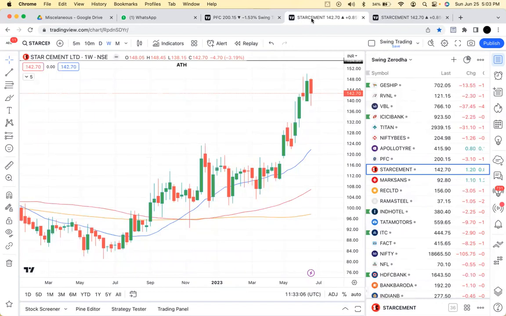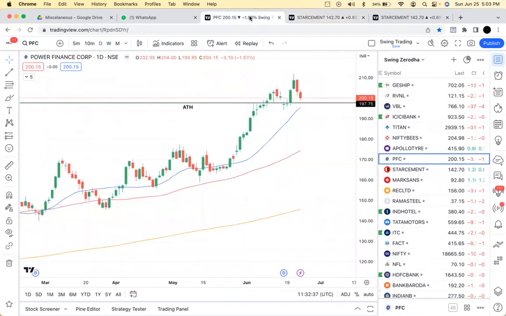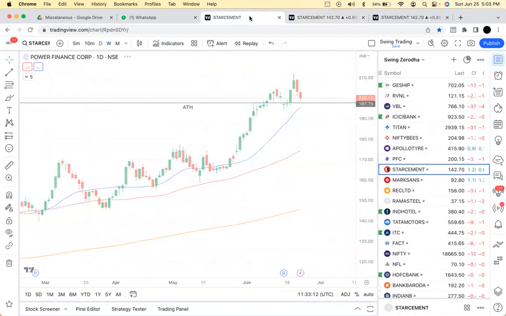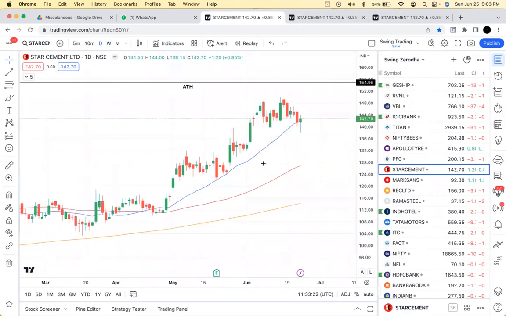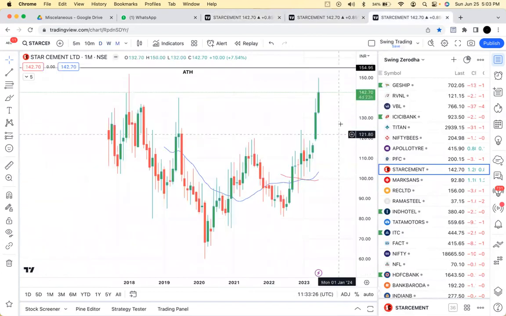Now, again, on the weekly chart, it's trying to break through the all-time high. It's coming close. Look at Star Cement again on the daily chart. All right, getting near the all-time high. By the way, you can click and pull down. Here we are. Okay, and let me go to the next one.